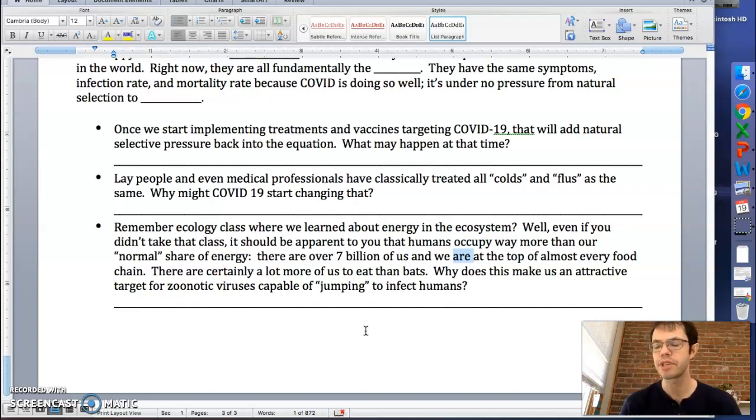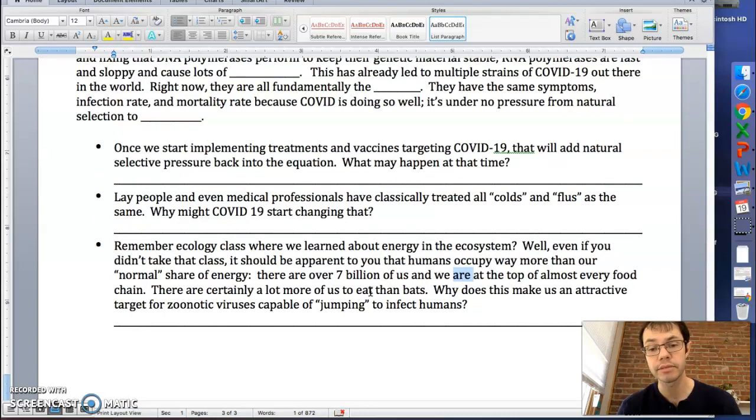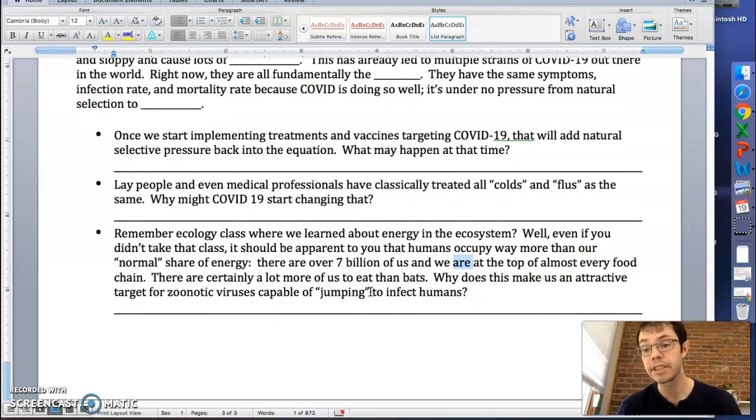So this is forcing us into new environments where we're being exposed to these pathogens that we might not have been exposed to before if we weren't delving into the jungle. But we're looking pretty good to them. Why are we such an attractive target for these zoonotic viruses capable of jumping to infect humans? Given that it could, why would it be a good idea, evolutionarily speaking, for them to do so? Again, if you think of us as food, virus food, why are we looking like a buffet?